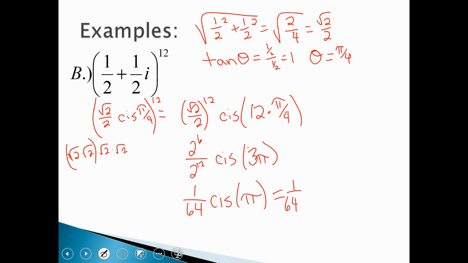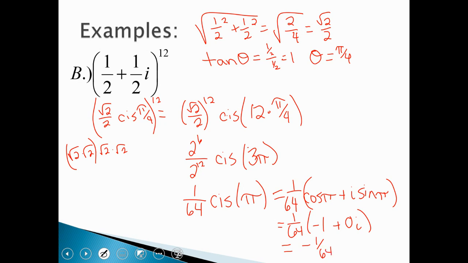Don't forget that cis stands for cosine of pi plus i sine pi. The cosine of pi is -1, and sine of pi is 0. So all of that work to find out that the 12th power of 1/2 plus 1/2 i is -1/64. Lots of work for an answer that you can get on your calculator.